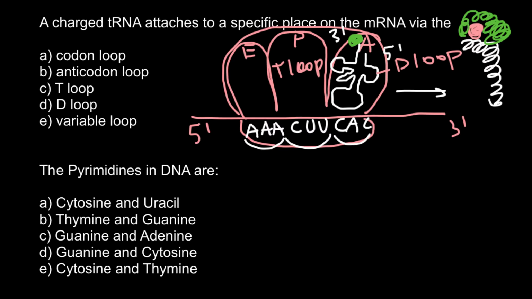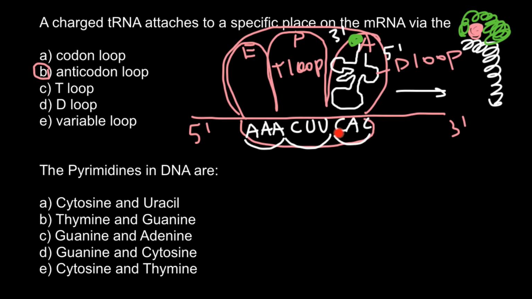and to this codon in the A site, in the tRNA loop which we call the anticodon loop, we would find the sequence that would be complementary to this codon sequence. So we call this loop the anticodon loop. So the answer would be answer B.